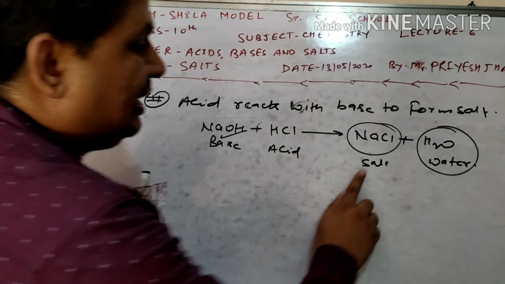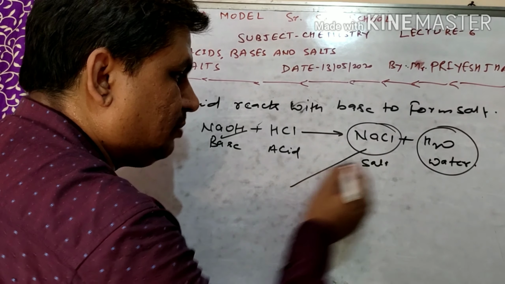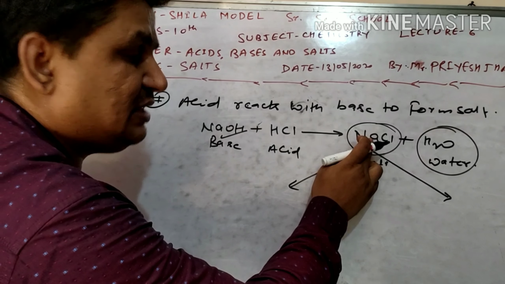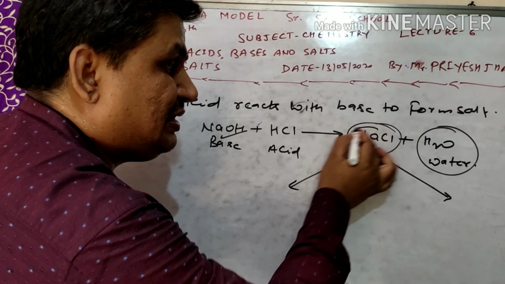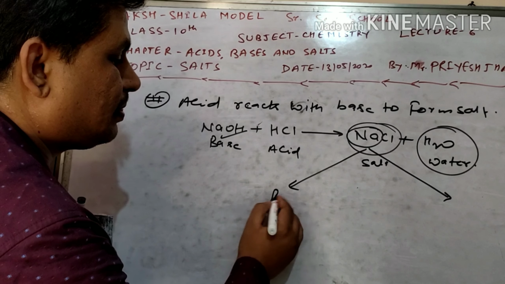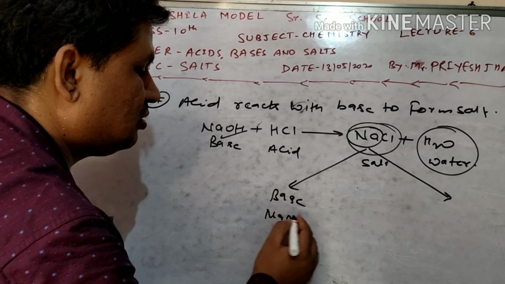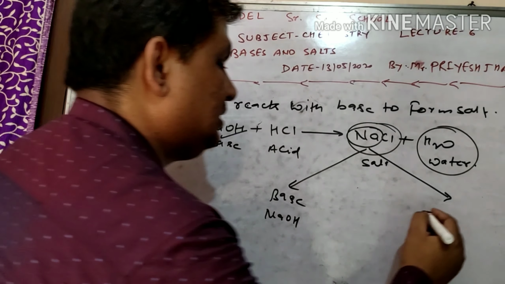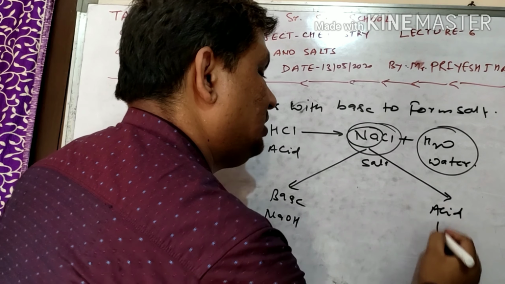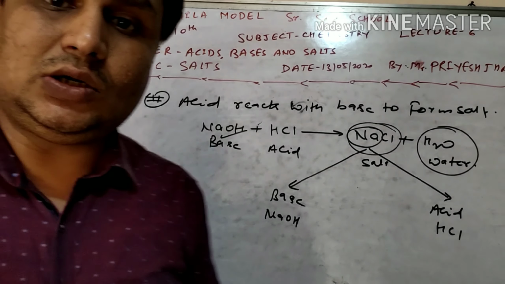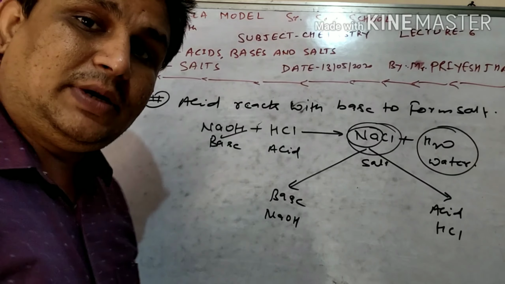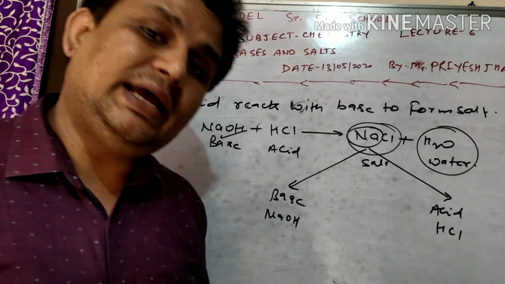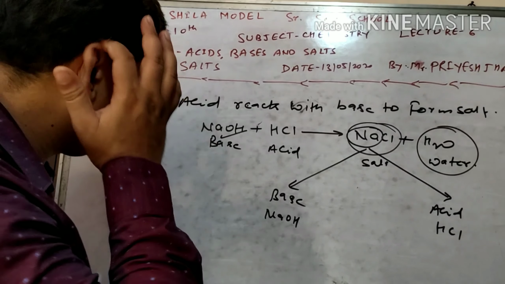For example, in the case of sodium chloride, sodium and chloride. The first part is Na and the second is Cl. This Na comes from the base, that is sodium hydroxide, and the second part Cl is obtained from an acid, for example HCl. So any salt has two parts: the first part always comes from a base and the second part always comes from an acid. Take another example.